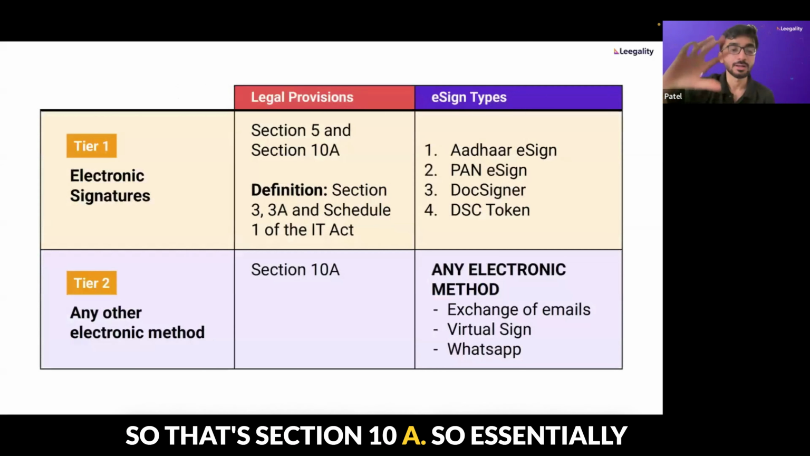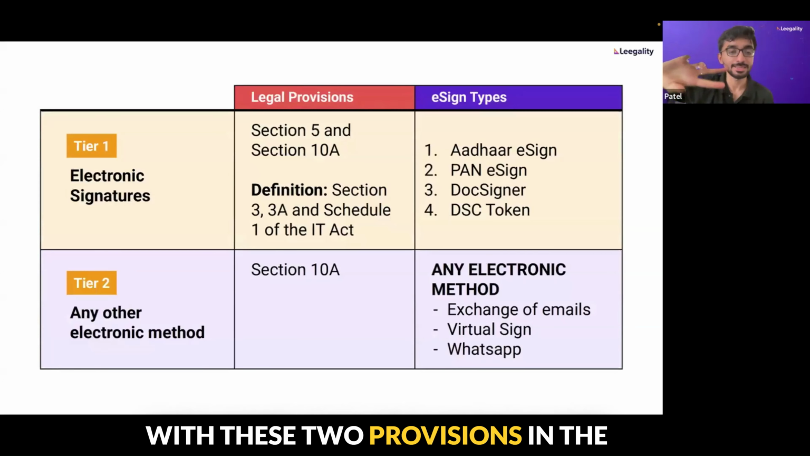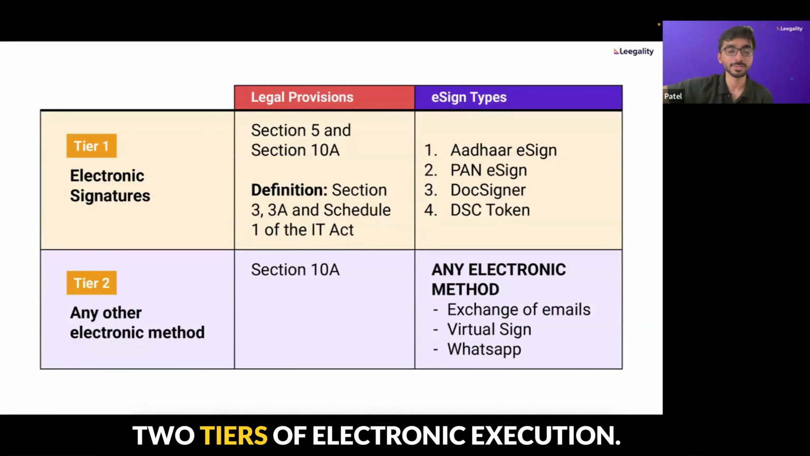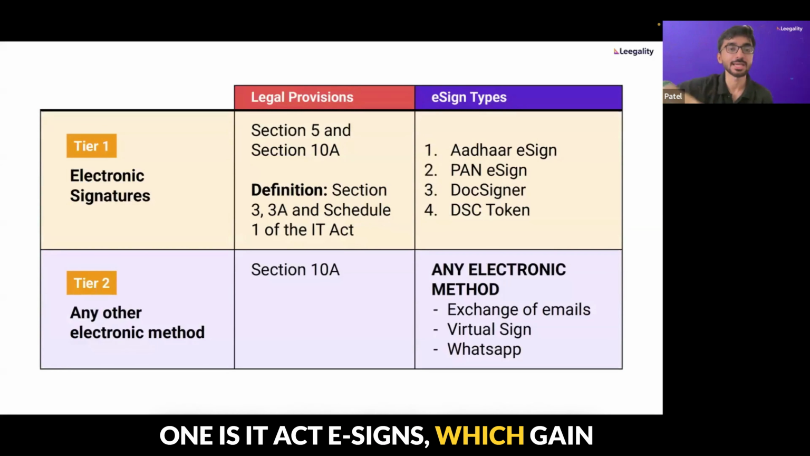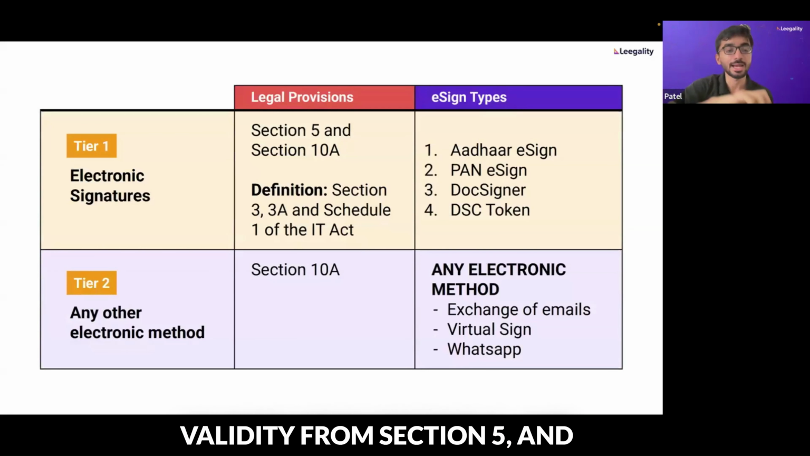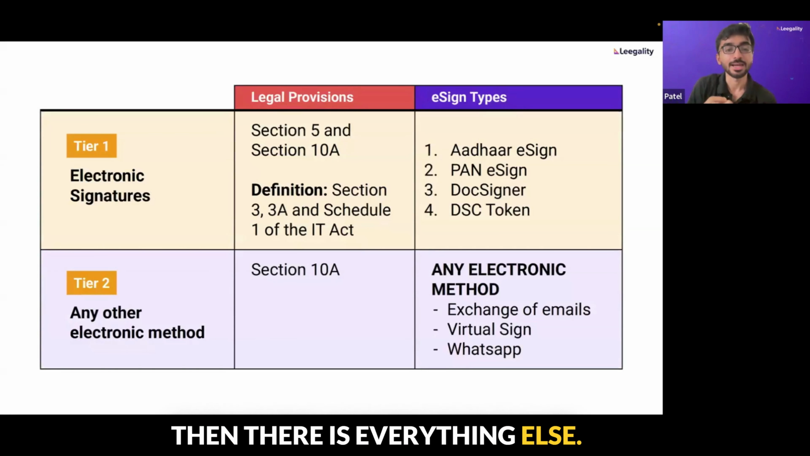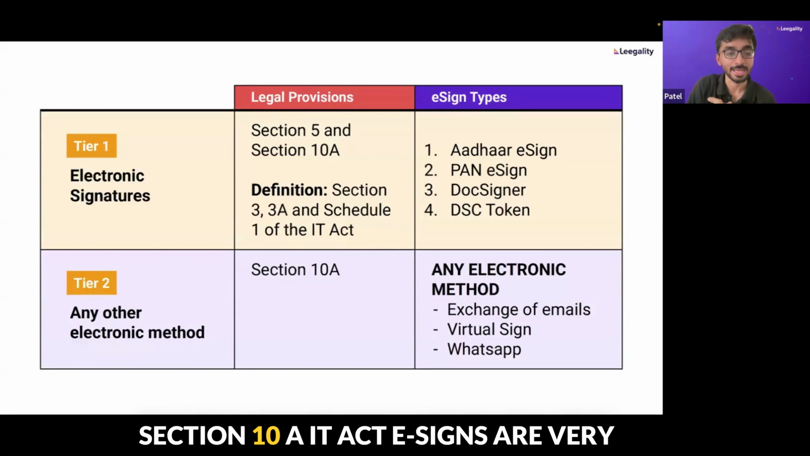So that's Section 10A. So essentially, with these two provisions in the Indian system, you basically have two tiers of electronic execution. One is IT Act eSigns, which gain validity from Section 5. And then there is everything else, right, which gains validity from Section 10A.